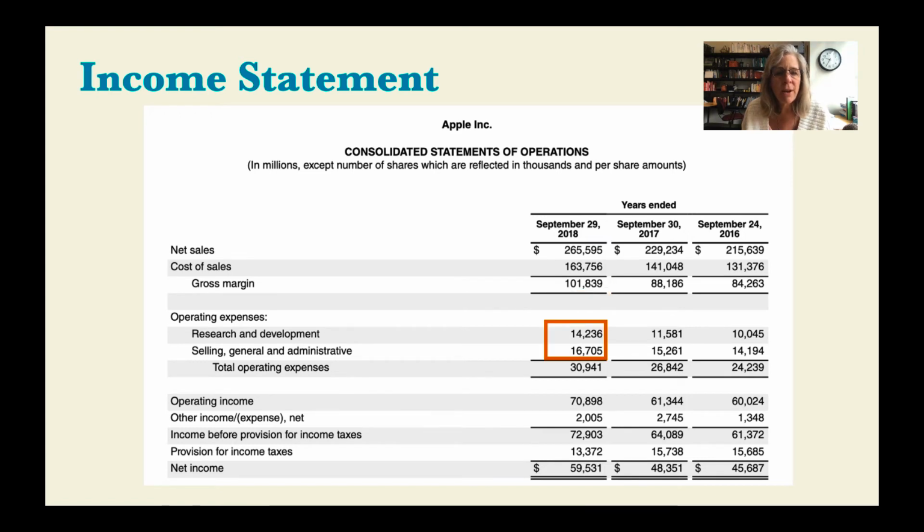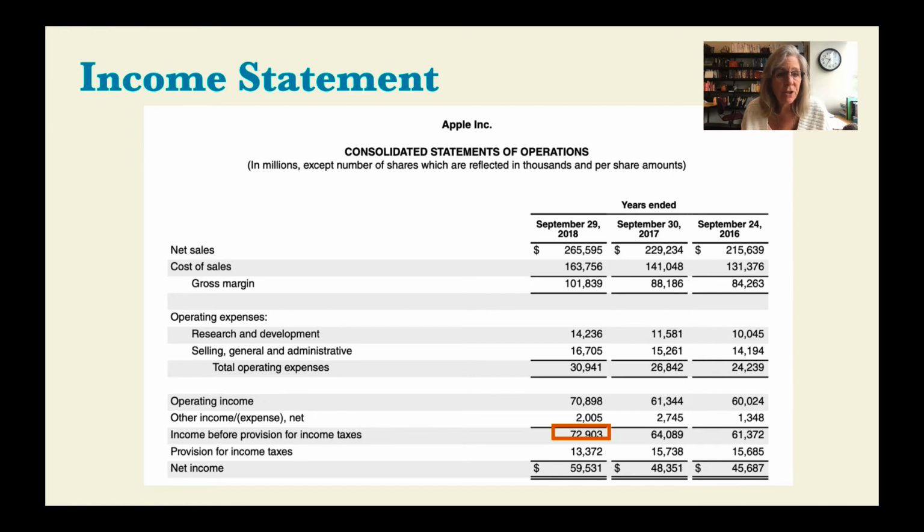And then you take away from that any other operating expense. In this case, they have the categories of research and development, and selling, general and administrative expense, which totals $30 billion. From there, we get operating profit, which is the difference of 101 and 30, about $71 billion. In addition, there's another little item, other income expense, of $2 billion that they add in order to get to income before taxes of almost $73 billion.